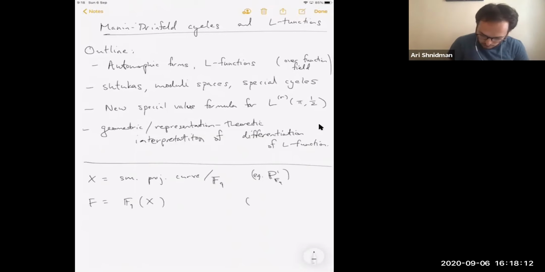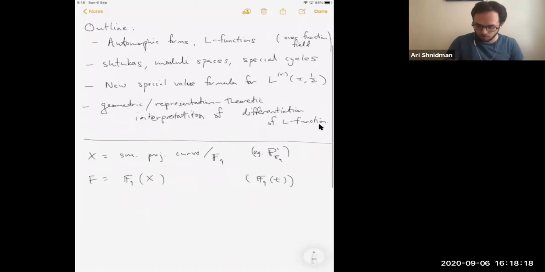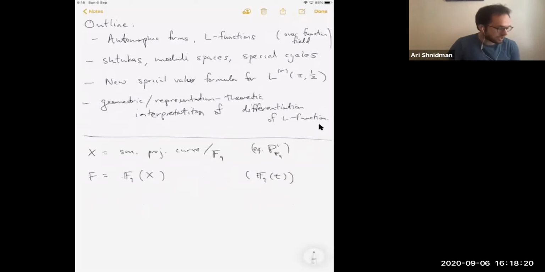And so in the case of P^1, that's just rational functions in a variable over F_q, so F_q(T). And I will consider automorphic representations for G, which is PGL2 over F, over that function field.